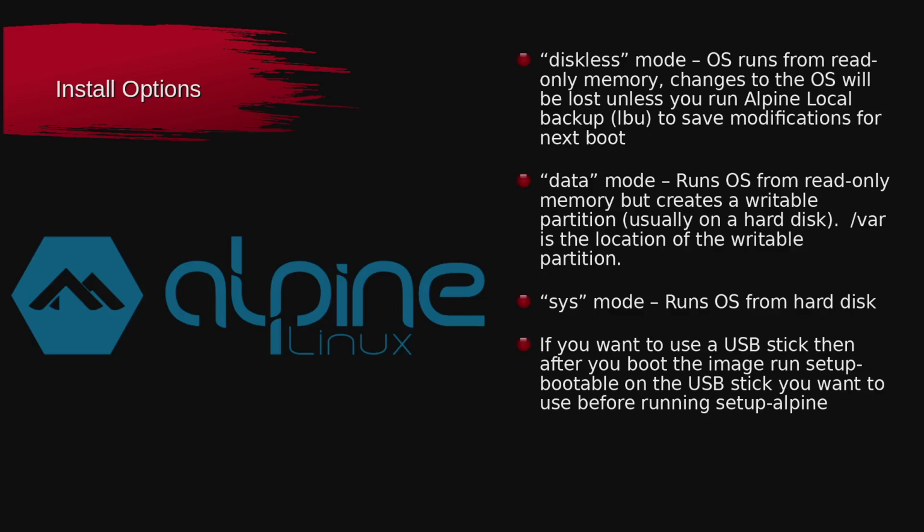If you want to use a USB stick, after you boot the image, you have an extra step, and that is you just run the setup bootable against the device that you mounted as a USB stick, and then you'll be set to be able to install Alpine on it as sys or whatever mode you want to use. So you do that before you run setup Alpine. That's the only difference.